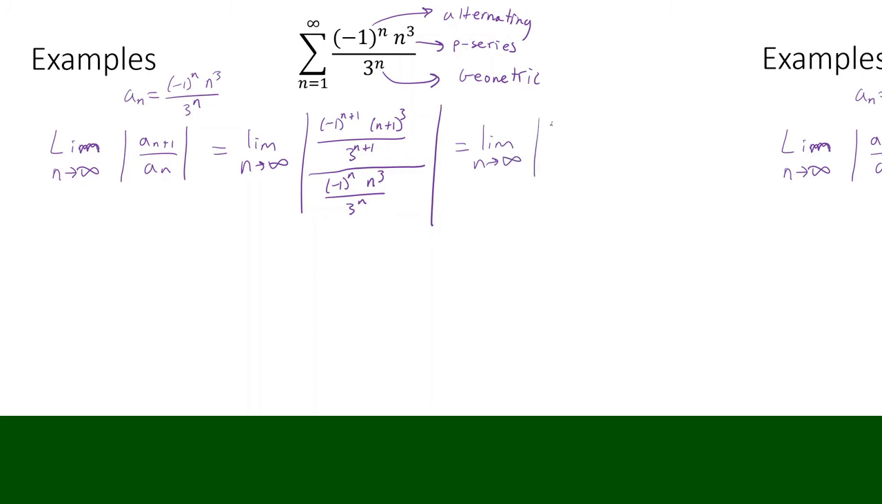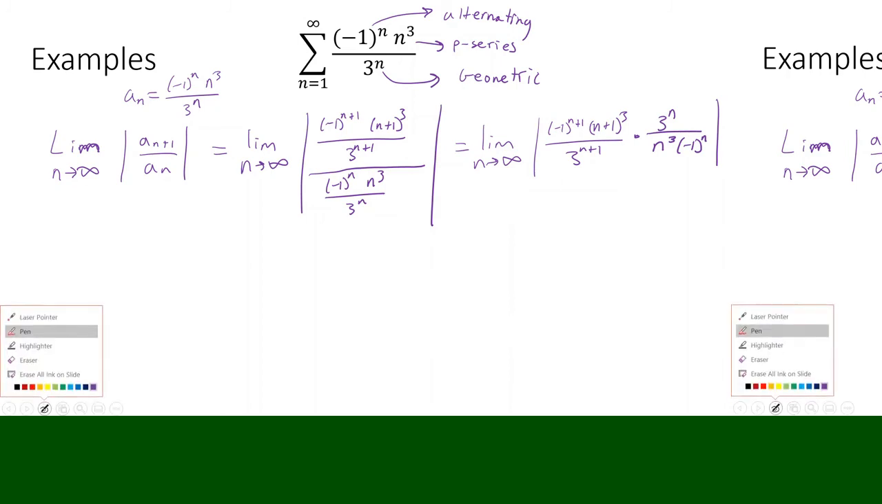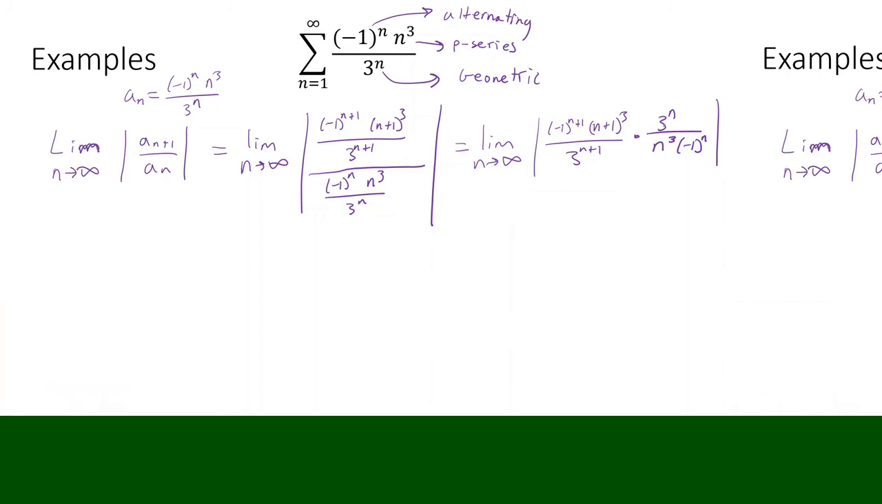So I flip the fraction. n plus 1 cubed over 3 to the n plus 1. Okay, so when I flip this, I get this happening now. And don't forget your negative 1 to the n. Okay, and then I'm going to get cancellation. So here is where the ratio test is really nice. 3 to the n and 3 to the n plus 1 will cancel to leave just a 3 left over. Okay.